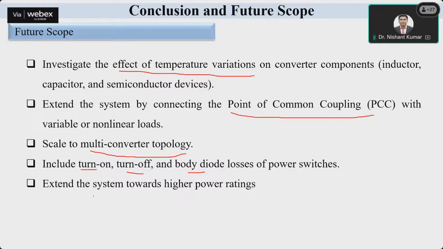And extend the system to a high power rating. When we go for a high power rating, cable loss, where the cable has an on-resistance, should also be considered. Those are not considered yet, and we are planning to think about them for the future. You can also consider them for future applications.